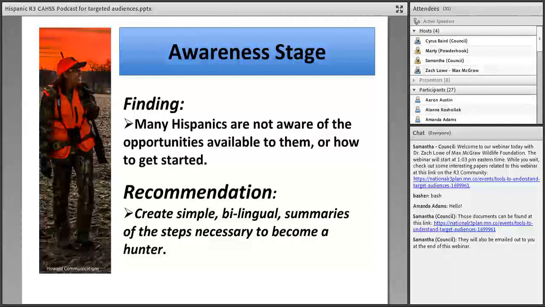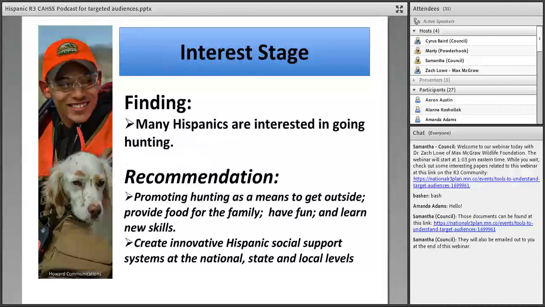So some basic findings, and again, this is all a little more detailed. I just wanted to relate this back to the stages of the adoption model. Many Hispanics are not aware of the opportunities available to them or how to get started, and we made some recommendations based on our conversations that creating simple bilingual summaries of steps necessary to become a hunter may be one way to assist with that.